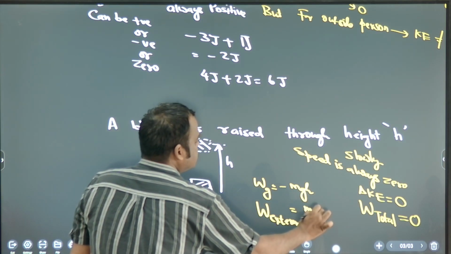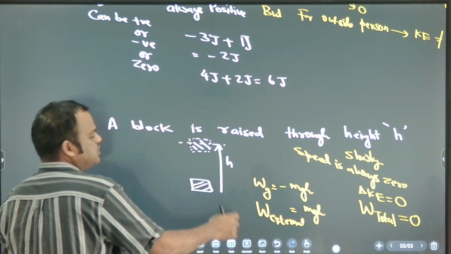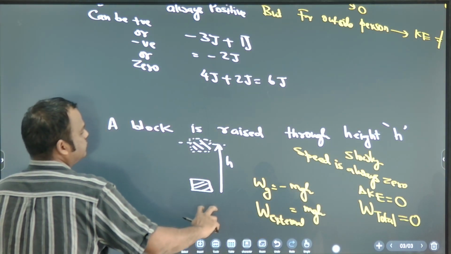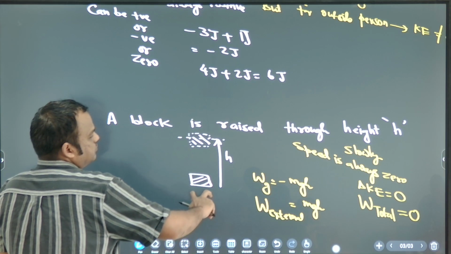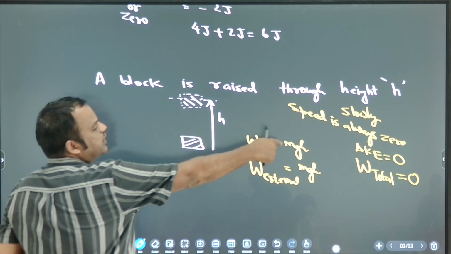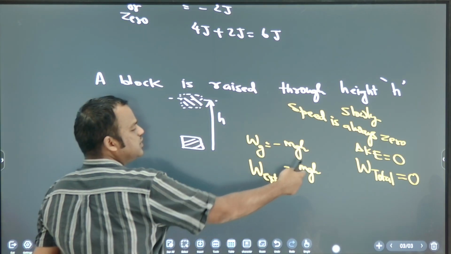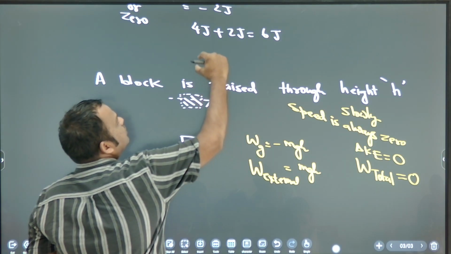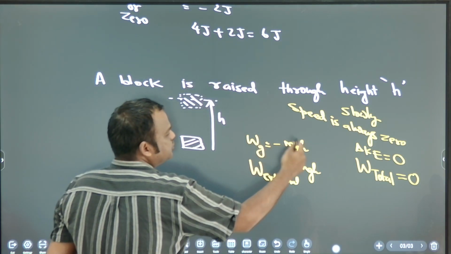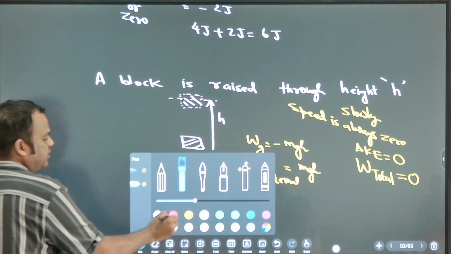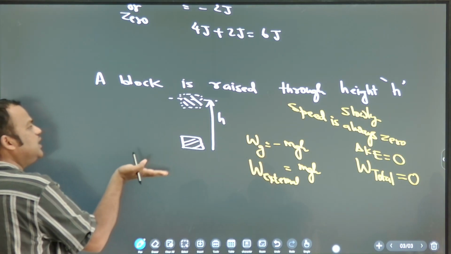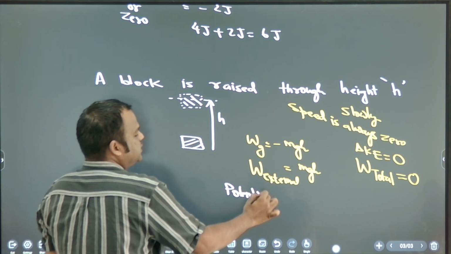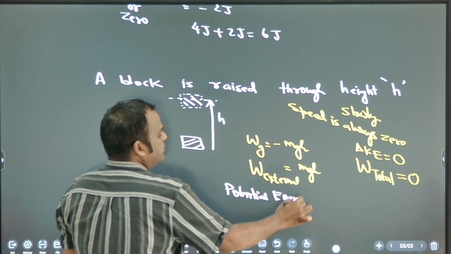Total work done zero. So how much is my work done? mgh, correct? So gravity is doing negative work. External work done is positive. So external force is doing positive work, and gravity is doing negative work. So potential energy increases. Okay, remember. Note down: potential energy increases.